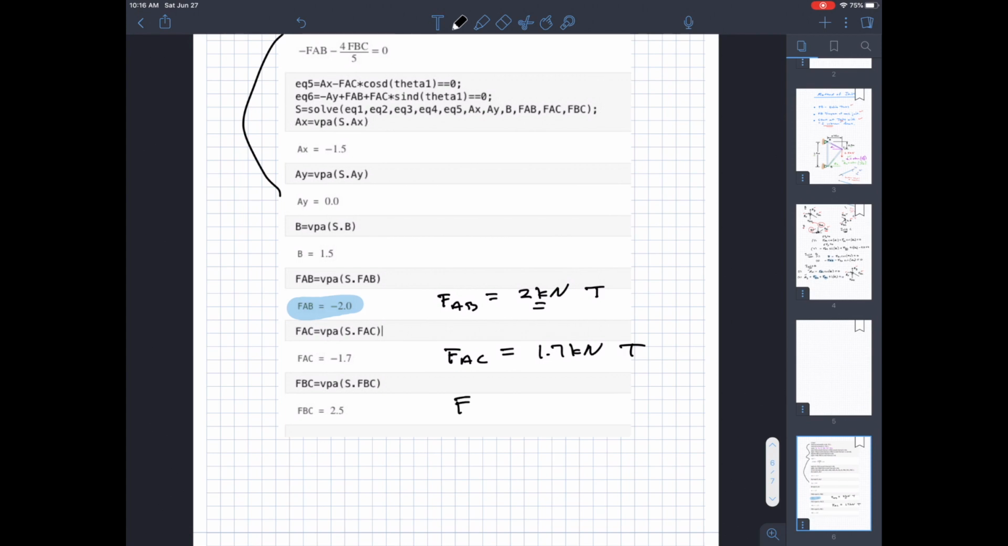And then FBC, that's a positive result. I'd drawn everything to be under compression, so this is kilonewtons compression. So you see what I mean? The signs take care of themselves at the end. I drew everything in compression, but I got some negative answers. All the ones that are negative mean that those particular members are in tension.